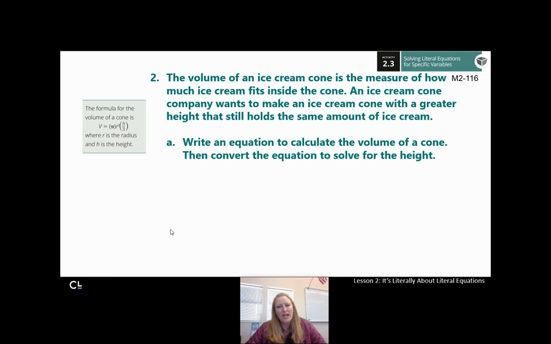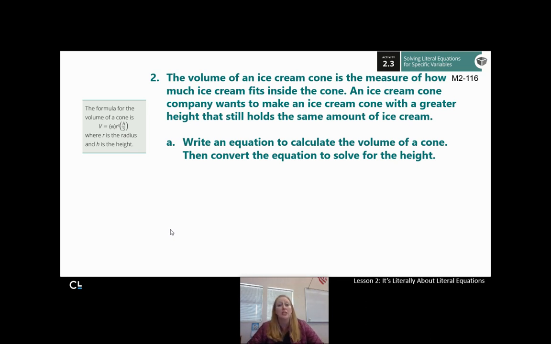The volume of an ice cream cone is the measure of how much ice cream fits inside the cone, right? I mean, that's how you find volume. It's how much you can fit inside. An ice cream cone company wants to make an ice cream cone with a greater height that still holds the same amount of ice cream. So they have this ice cream cone. They want it to be taller, but they want to keep the volume the same.